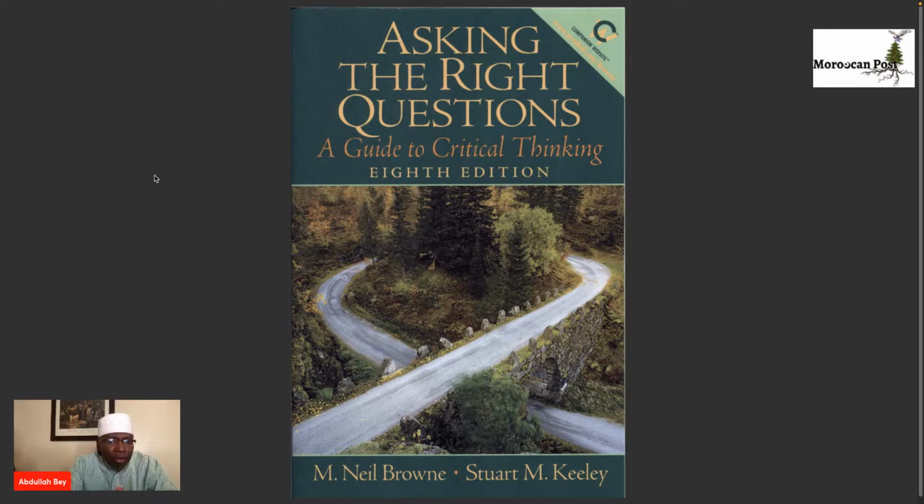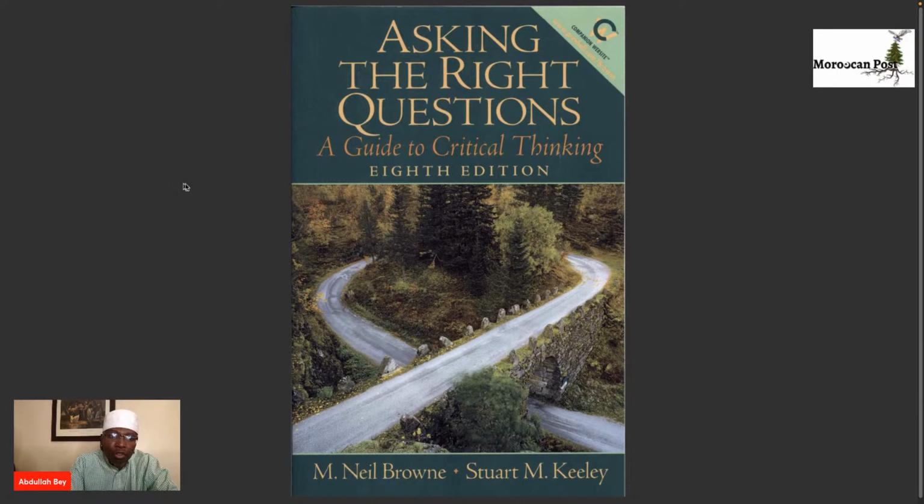So this is a very good book. I came across this book 32 years ago while I was in graduate school, attending Rutgers University Graduate School in Social Work in New Brunswick. And this is a very, very good book. So you can purchase the book. I recommend you purchase the book, or just let's say the book is in the chat, Asking the Right Question: A Guide to Critical Thinking.